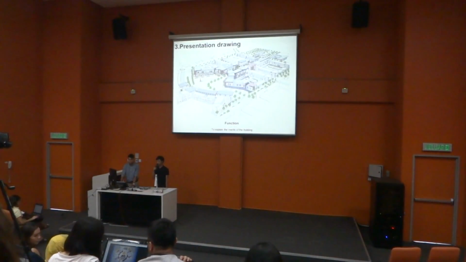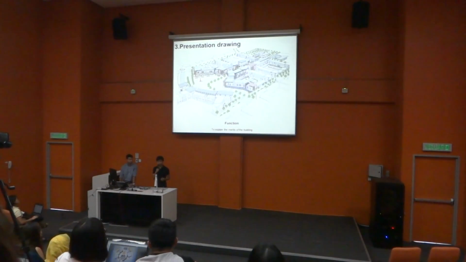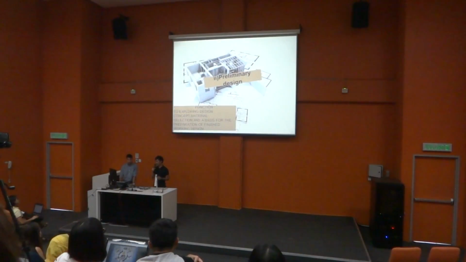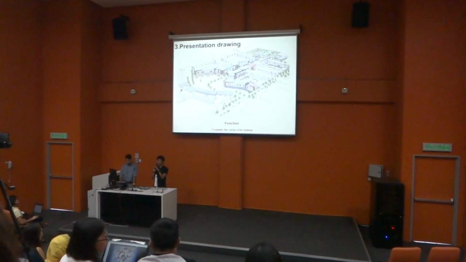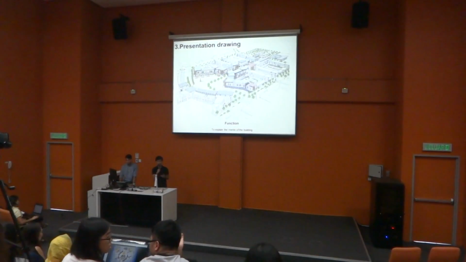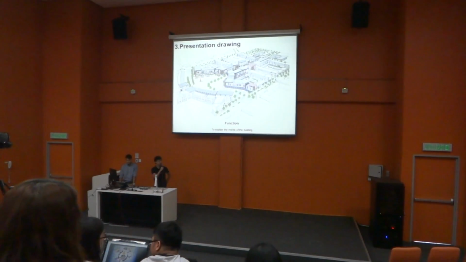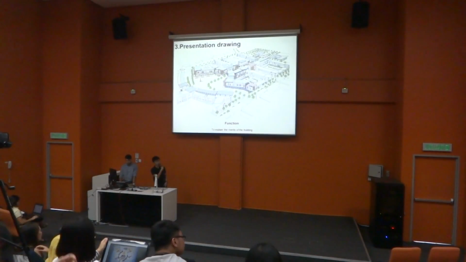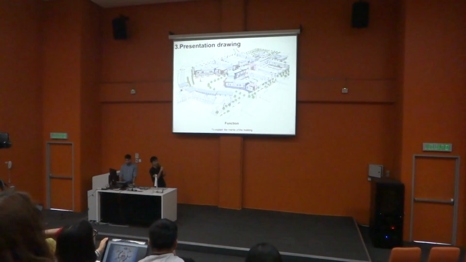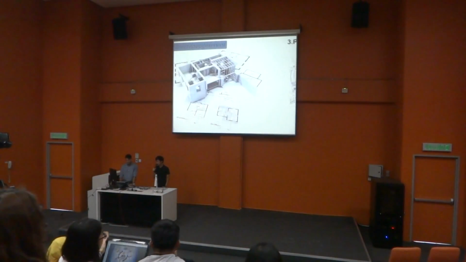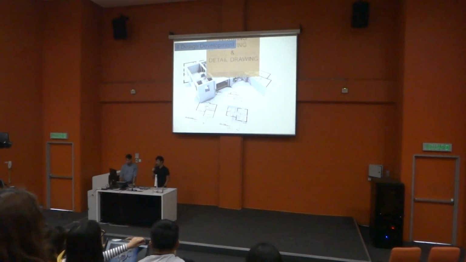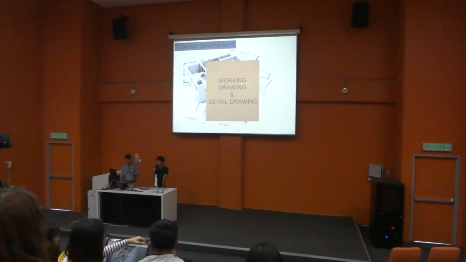Then after that, we have presentation drawing, which is important to show all the merits of the building. Like you see in this presentation drawing, there's a lot of trees, so I guess this area can be considered an eco-friendly environment. And then after that, we have design development, which includes working drawing and detail drawing.